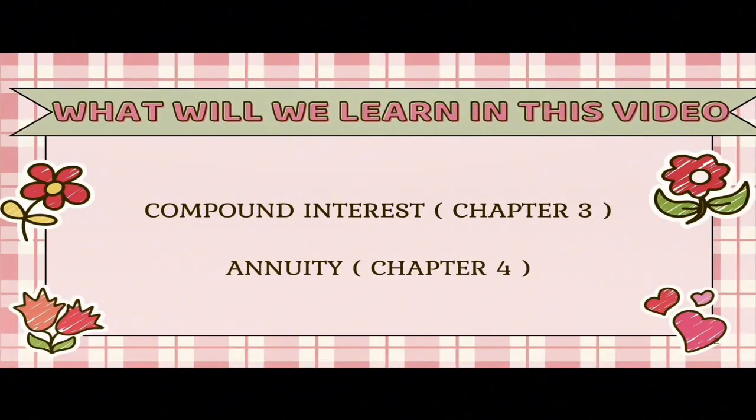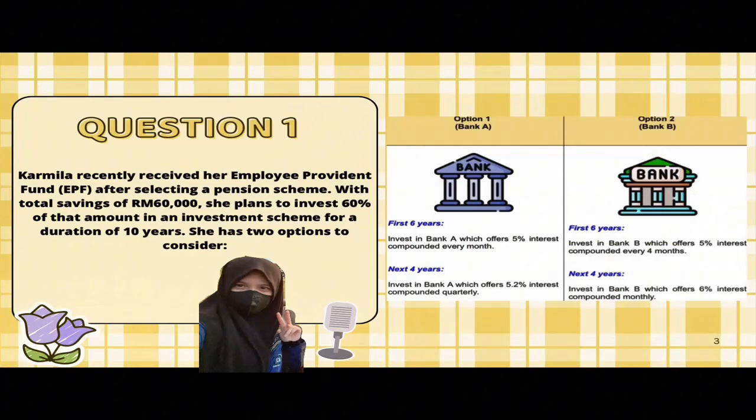In this video, we will learn compound interest and annuity. My name is Diana Sakina from Group 5. Today I'm going to present question 1. Carmila recently received her Employee Provident Fund, EPF, after selecting a pension scheme. With a total savings of 60,000, she plans to invest 60% of the amount in an investment scheme for a duration of 10 years. She has two options to consider.